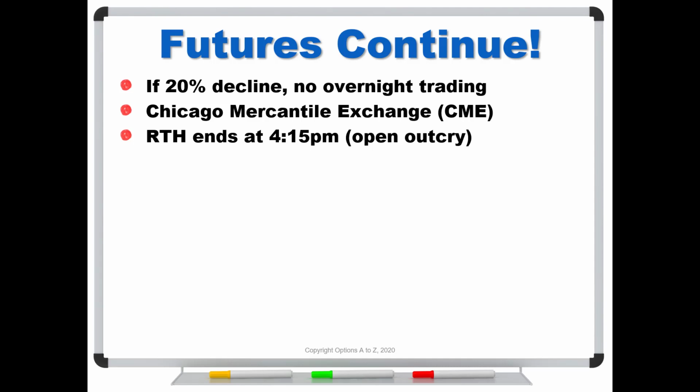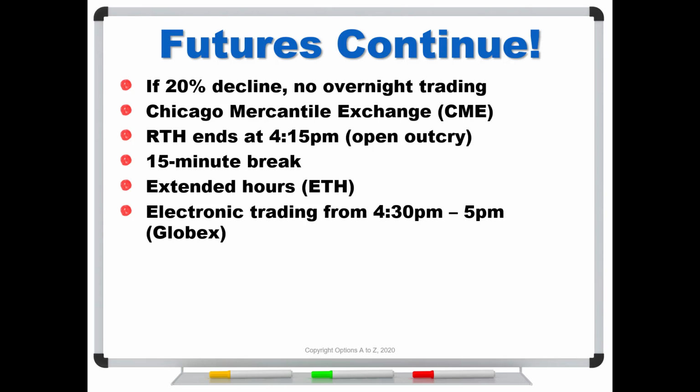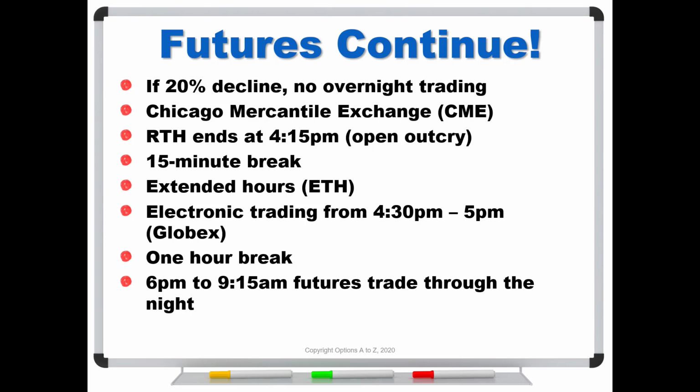This is done in what's called an open outcry system. These are pictures you're used to seeing, like in Trading Places, with all the chaos on the floor and people out there. That's an open outcry system, and that goes till 4:15 p.m. At 4:15 p.m., the futures take a 15-minute break. Then we start with what's called the extended trading hours, or the ETH. This happens between 4:30 p.m. and 5 p.m., and it's on a platform called Globex, an electronic trading platform. So there's a half-hour window where the futures pick back up. Then they take a 1-hour break at 5 p.m. and start back up at 6 p.m. till 9:15 a.m. The futures trade all through the night.